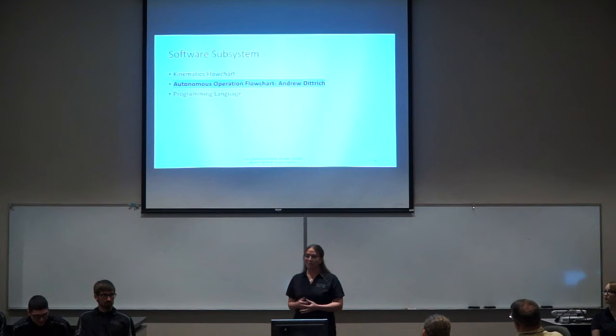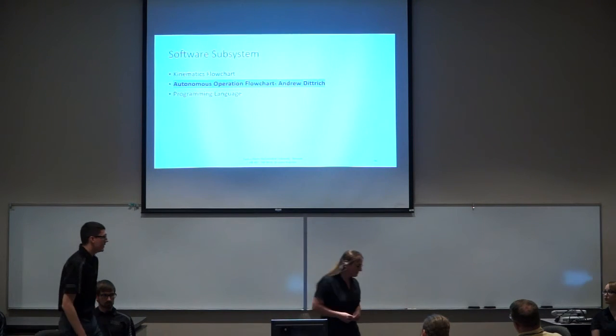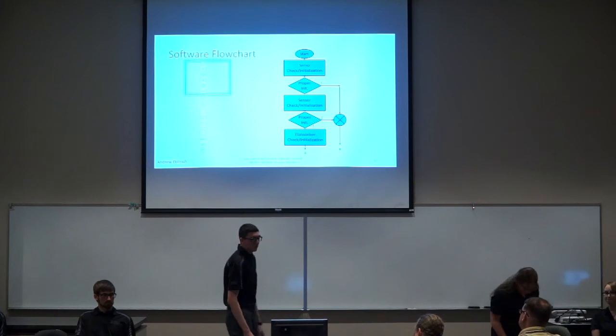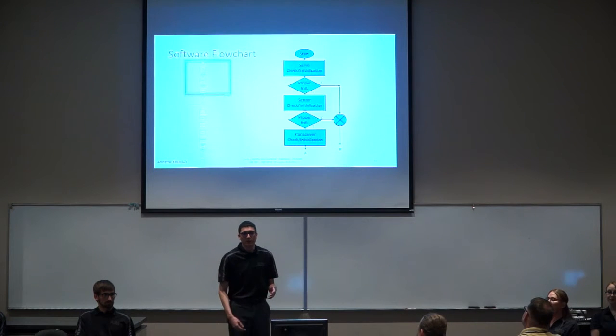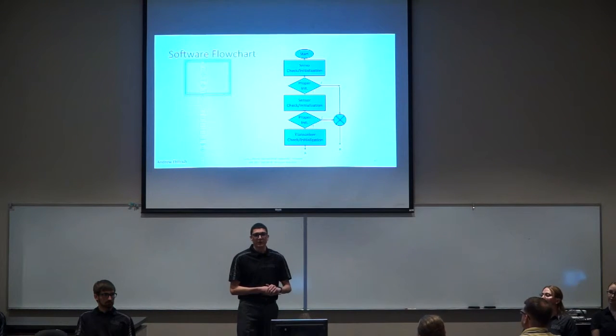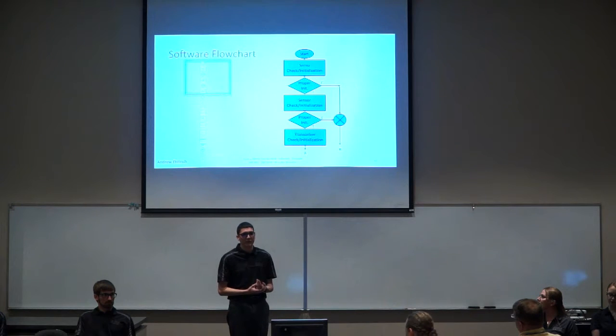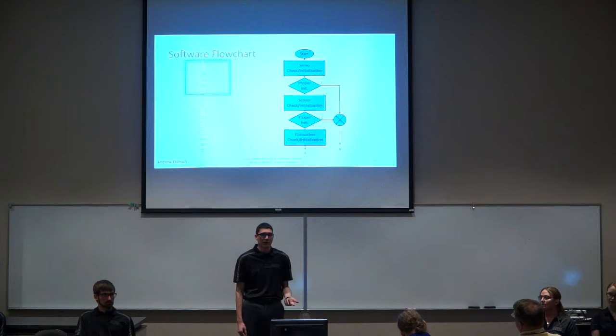Next, Andrew will talk about the autonomous operation. Thank you, Hillary. So in regards to our tail system's operation in autonomous mode, we first start out by checking our servos, our sensors, and our transceivers. This is done to ensure that all of these components are working properly and outputting correct data.